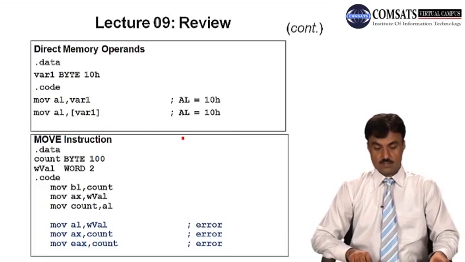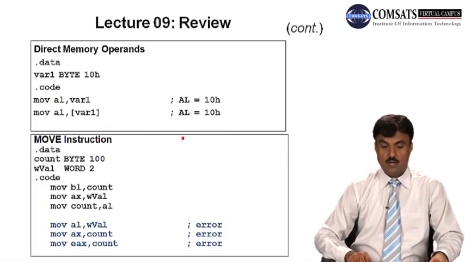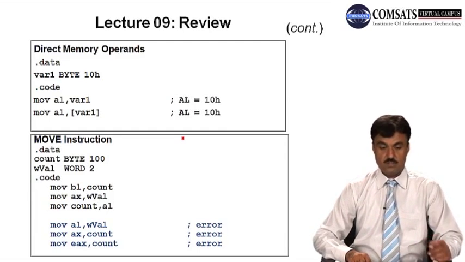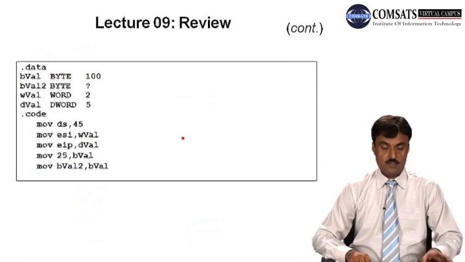Here you can see we also discussed the direct memory operands, where we have some examples, like we define a variable and we just refer to that variable in the move and other instructions. We can use this direct memory operand inside the add and other instructions. Then the move instruction with memory operands. There are some different versions of how we can use it and how it is affected when the sizes of the operands are not similar.